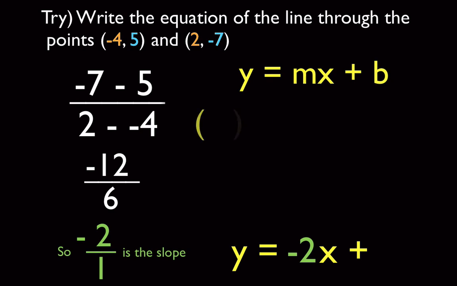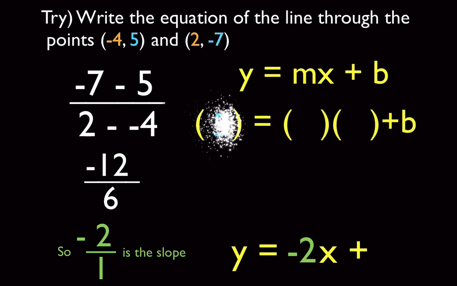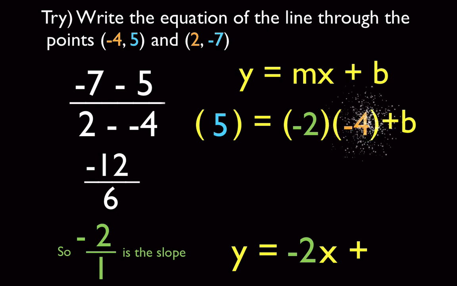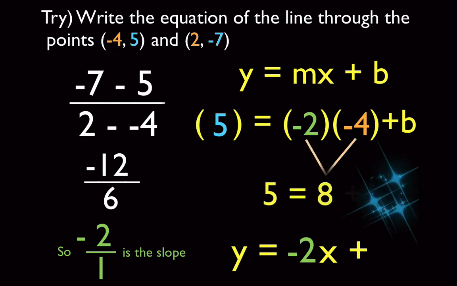Plugging that into the problem, I can pick whichever one looks easier to me, but I went ahead with negative 4, 5. And then negative times negative equals positive. In order for this to be true, the number has to get lower to get from 8 to 5, so that must be a negative in there, and it is in fact a negative 3.